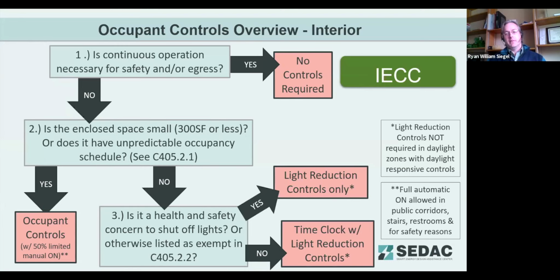And so, we do need to look further for controls. Is it a small space at 300 square foot or less? Or does it have unpredictable occupancy? It was 800 square feet, so we're not a small space, but being a meeting space, we do have unpredictable occupancy. And so with that, because we've got a yes, we do need to add some occupant sensing controls.